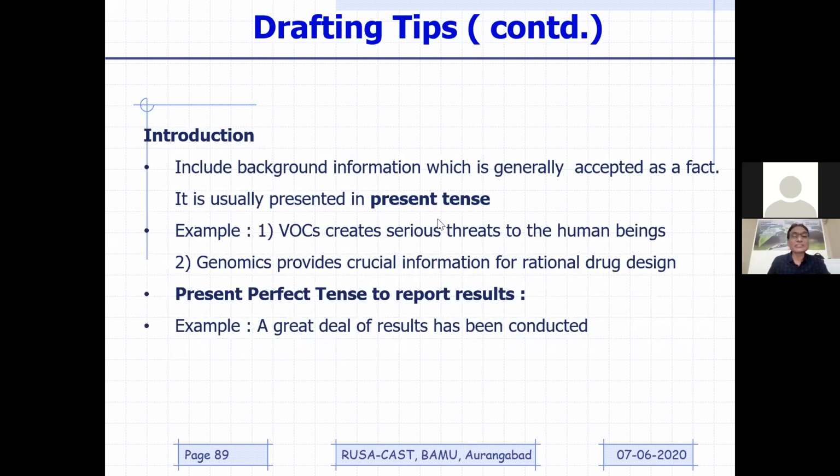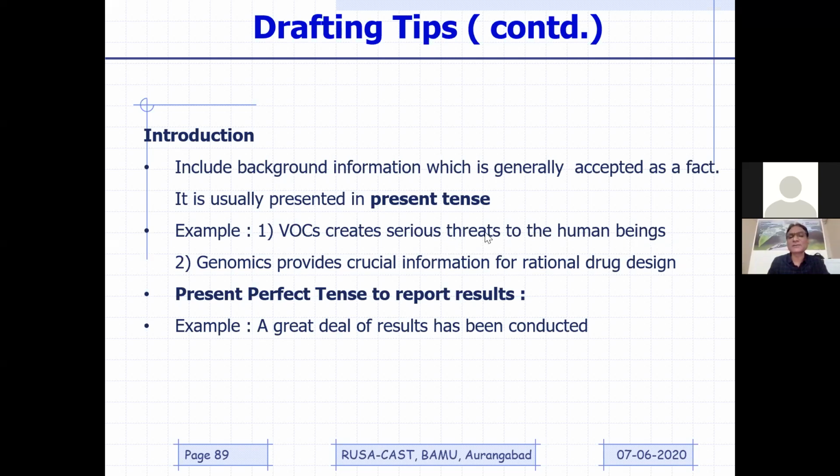Then the introduction part. The introduction includes background information which is generally accepted as a fact. It is usually presented in present tense. Whatever background information we will be using will usually be presented in present tense. For example, VOCs create serious threats to the human being. This is simple present tense.